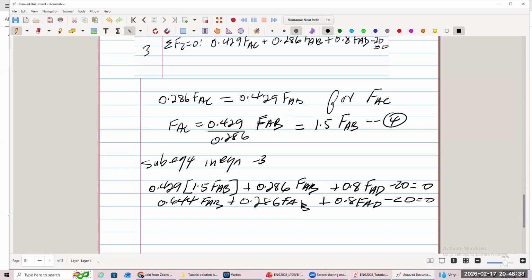The FAB is 0.9. 0.9 flat. 0.93. Yeah, man. You have to maintain your thing. Plus 0.8 FAD minus 20. You probably want to keep it that way. Right? And then so you have that now.